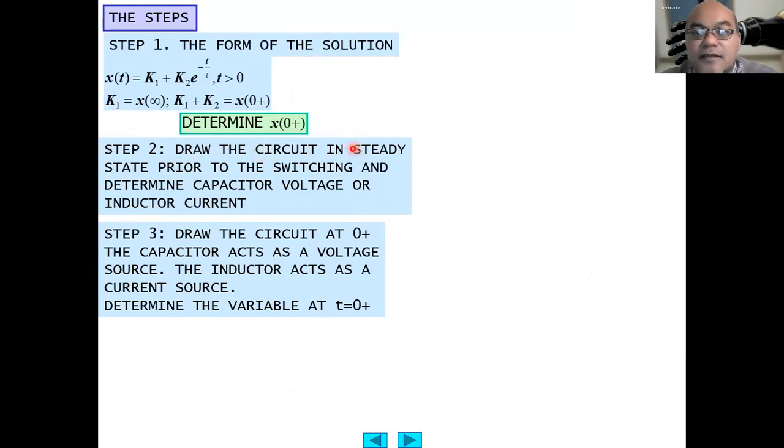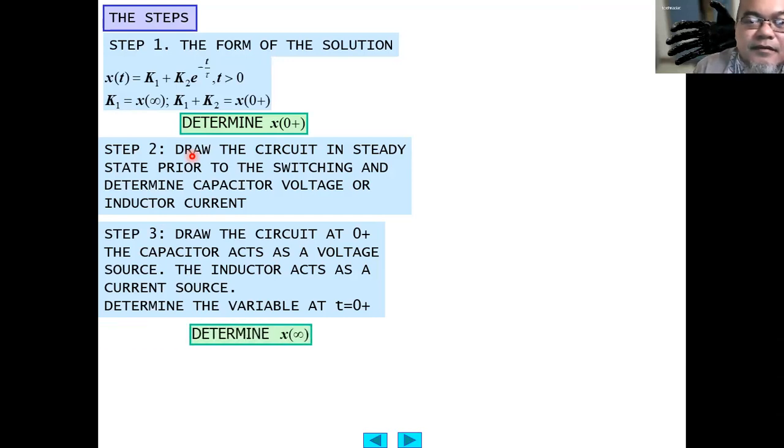To obtain this, you have to draw the circuit in the steady state prior to the switching, and then determine the capacitor voltage or the inductor current. After that, you draw the circuit at 0 plus, where the capacitor will act as a voltage source and the inductor acts as a current source. Then you determine the variable at t equals 0 plus, after the switch is turned on.